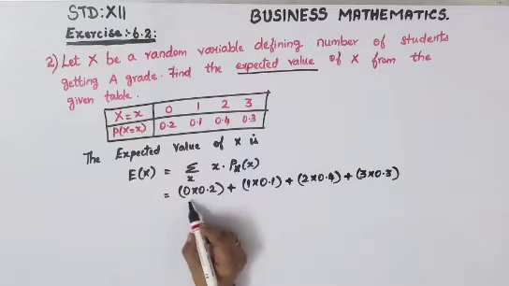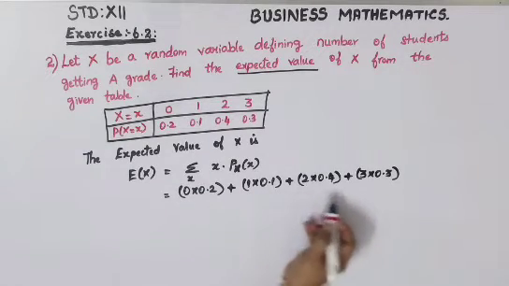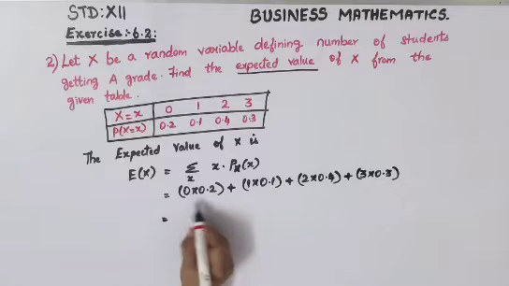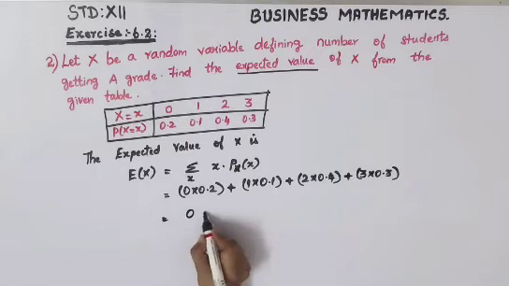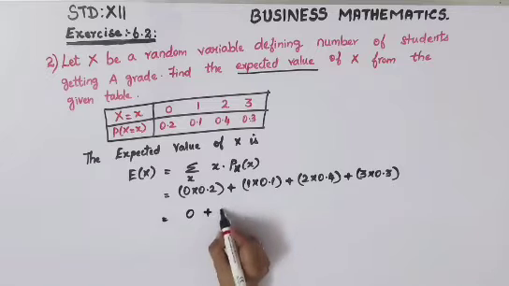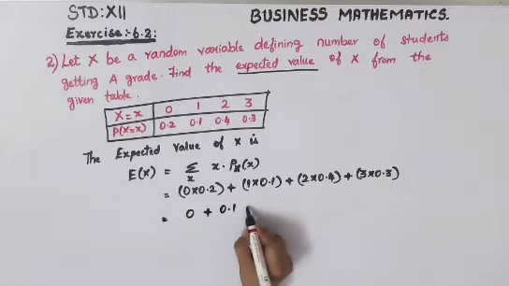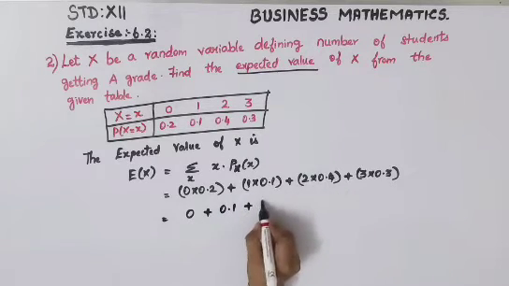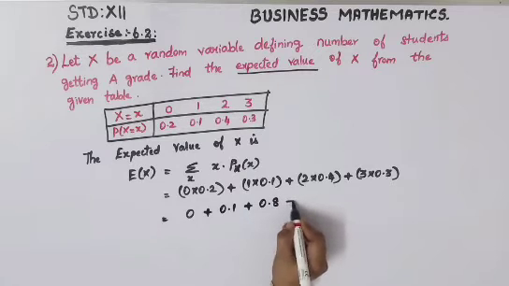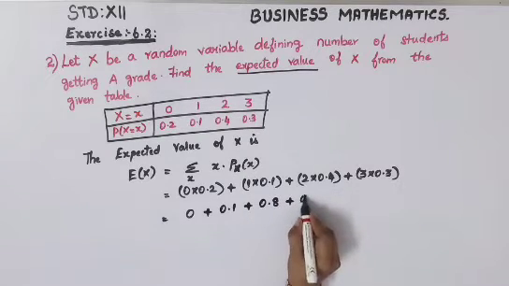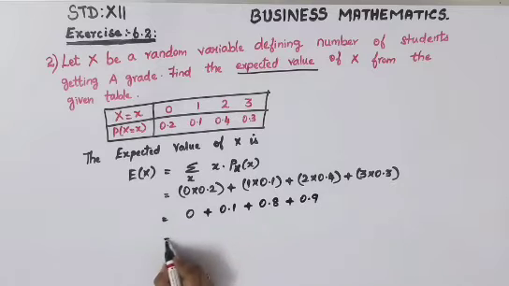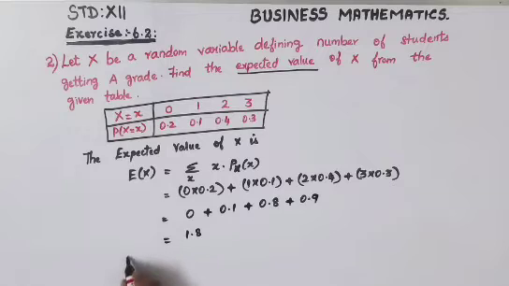Now first multiply whatever is inside the bracket and then add. So 0 into 0.2 will give 0, plus 1 into 0.1 is 0.1 itself, plus 2 into 0.4 is 0.8, plus 3 into 0.3 is 0.9. Now adding all these numbers, you will get the answer 1.8. So this is your E of x, your expected value answer is 1.8. This is the answer for your second question.